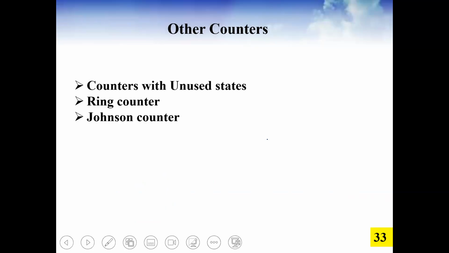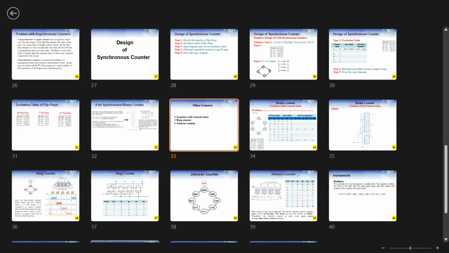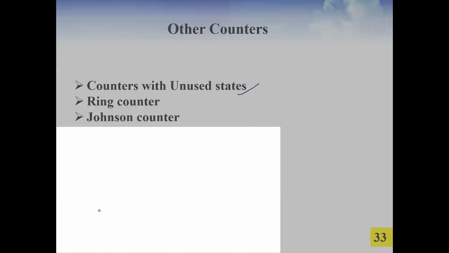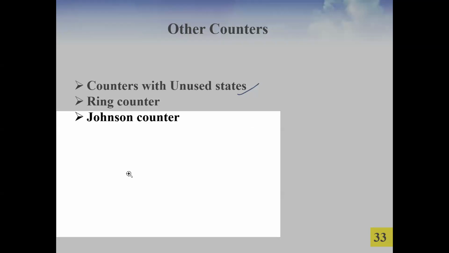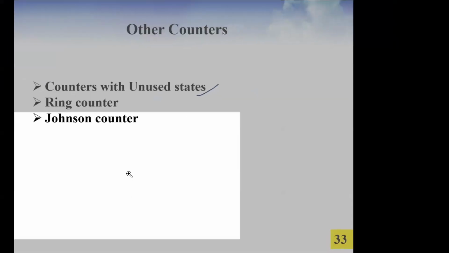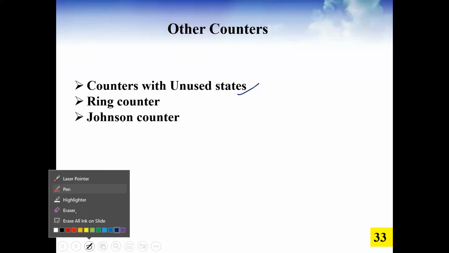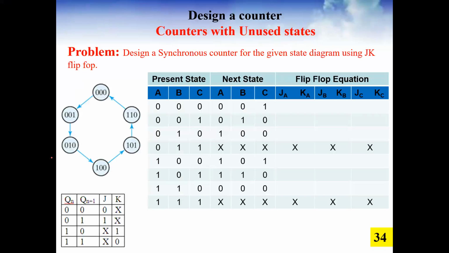Next, after the ripple counter and synchronous counter, we have some special purpose counters, called the other counters. So a counter with unused states, that is, a counter which has some unused states in its count. We can see this one. Okay, so the counters with unused states we will look at in detail now, one by one. So, design a counter with unused states.